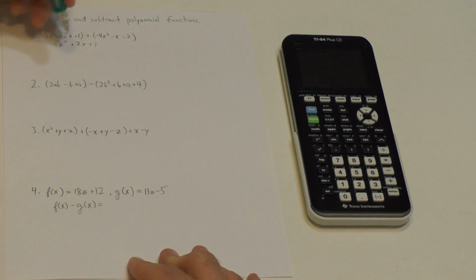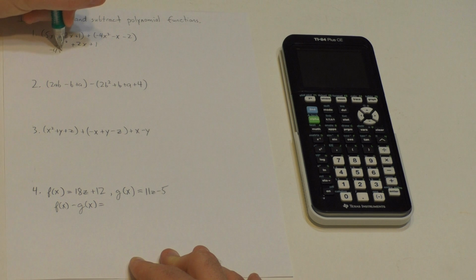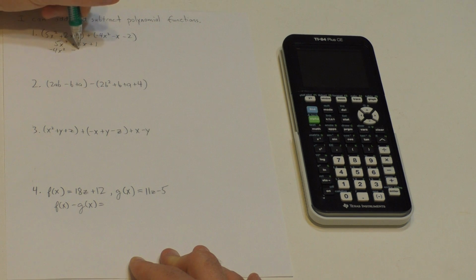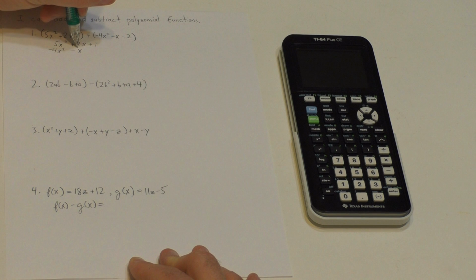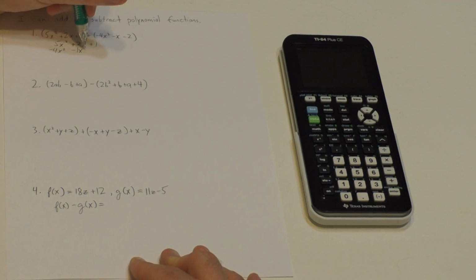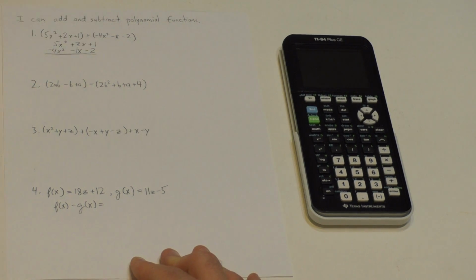So negative 4x squared is right below 5x squared because they're like terms. Negative x is going to be right underneath 2x because, again, x and x are like terms. I can put a 1 in front of this x too just to remind me it's 1x. And then negative 2 is just a regular old integer, so we're just going to put it right there. So they're stacked by like terms. So I just go down the row like I would in elementary school when I'm adding two numbers.